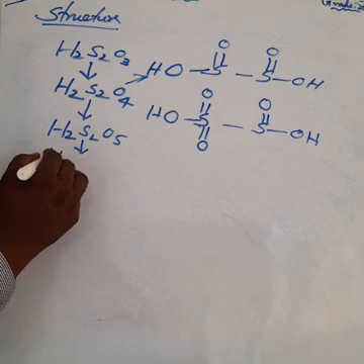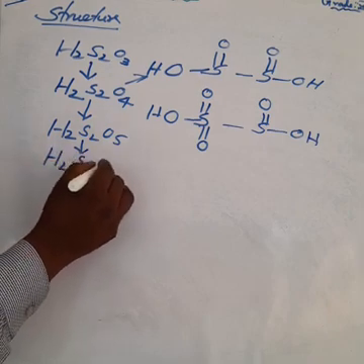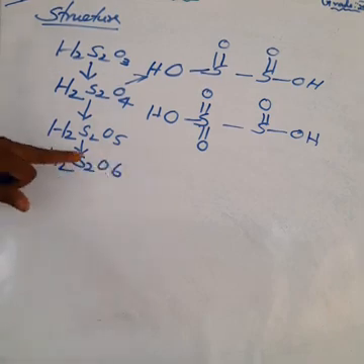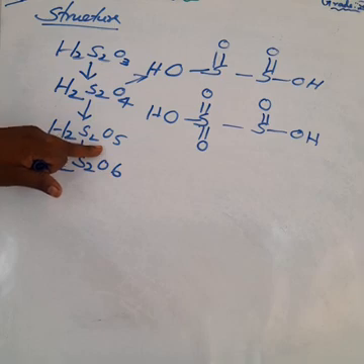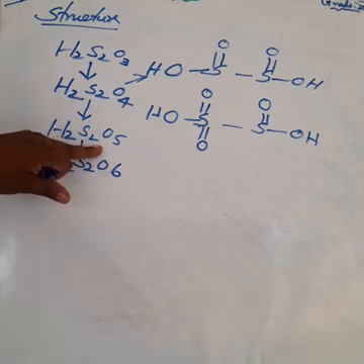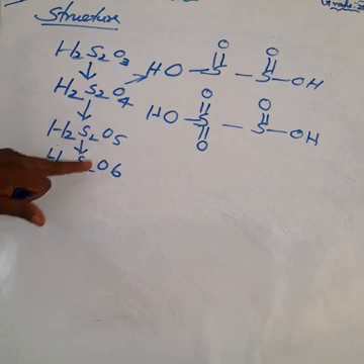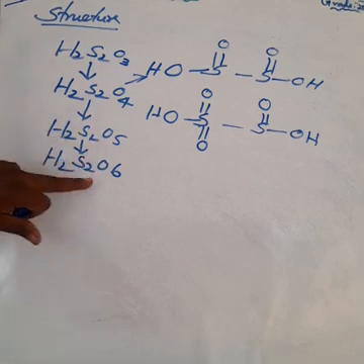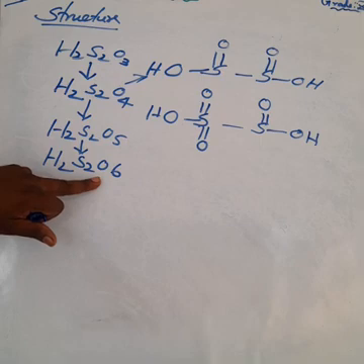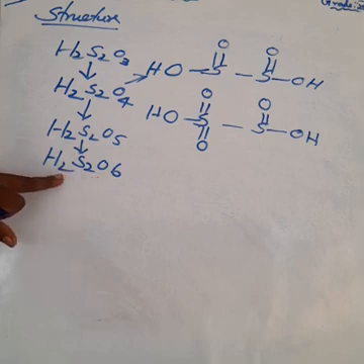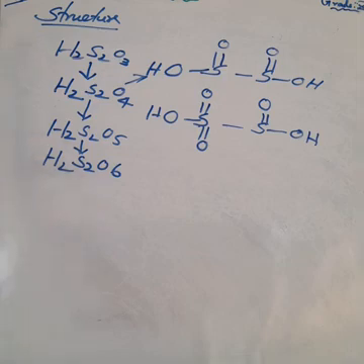Next about dithionic acid. What is the formula? H2S2O6. Again, I am adding one more oxygen to this previous compound, disulfurous acid. What's the formula? H2S2O5. If I am adding one more oxygen, we get dithionic acid. What is the formula? Yes, H2S2O6.